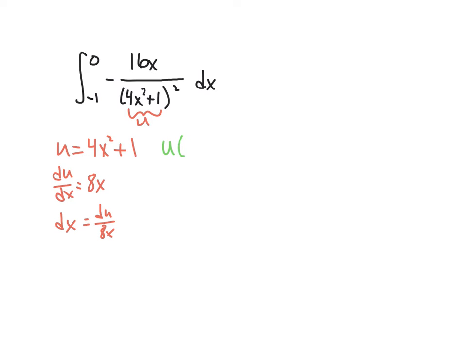to convert the limits of integration. We're going to stay with u because u is good. When I plug 0 in here, I get 0 plus 1, which is 1. When I plug -1 in, that's going to be 4 plus 1, which is 5. So I've converted my limits of integration, and now I'm ready to set up that new integral.